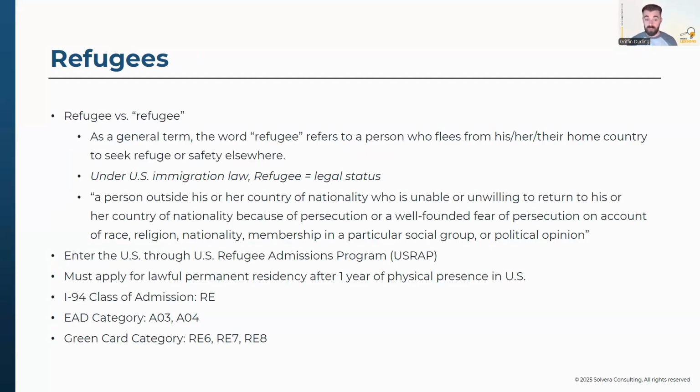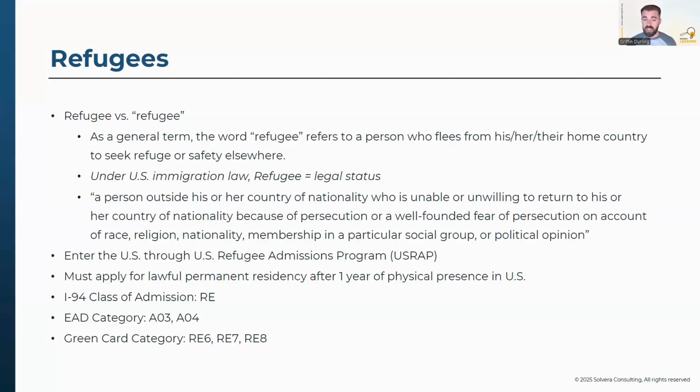Let's start with refugees. As a general term and in everyday language, refugee simply means someone who has fled their home country to find safety. But under US immigration law, refugee has a very specific legal meaning and in fact is lawful immigration status. This is a person outside of their country of nationality who's unable or unwilling to return to that country because of past persecution or a well-founded fear of persecution on account of one of these 5 protected grounds.